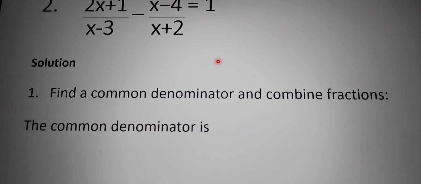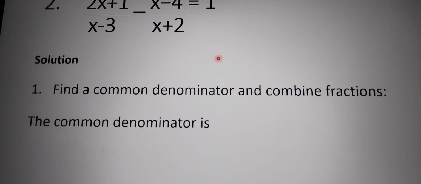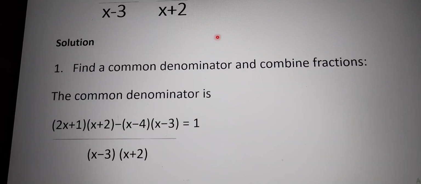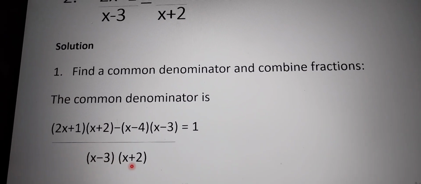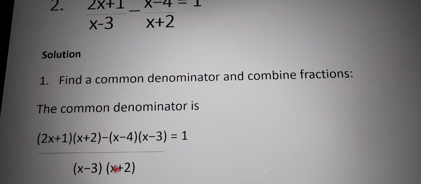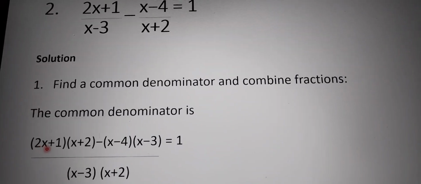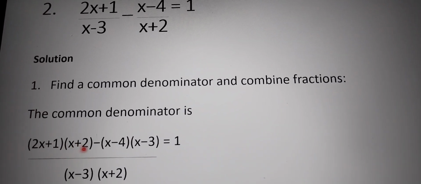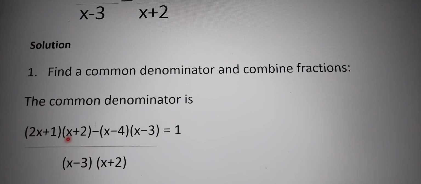The first step is to find the common denominator and combine fractions. So the common denominator is (x - 3) and (x + 2) multiplied by each other, because we have both of them here. So when we combine them, we are going to say (2x + 1) in a bracket, then it will be multiplied by (x + 2), because when combining them I'll have to multiply them.